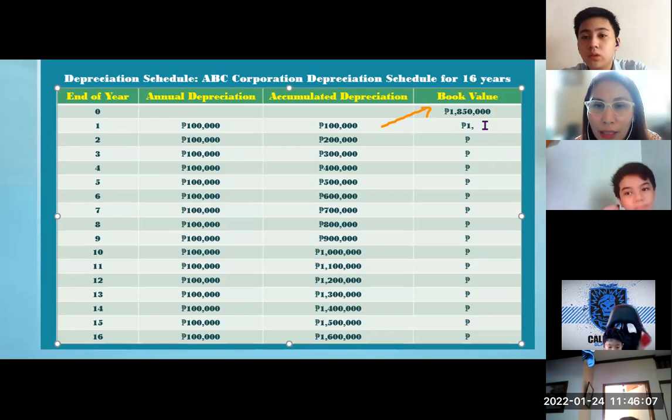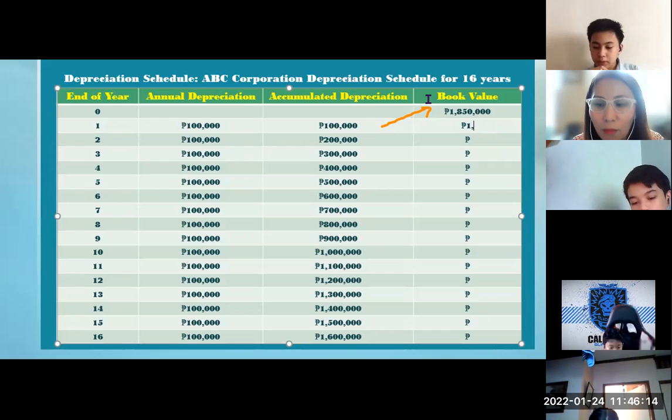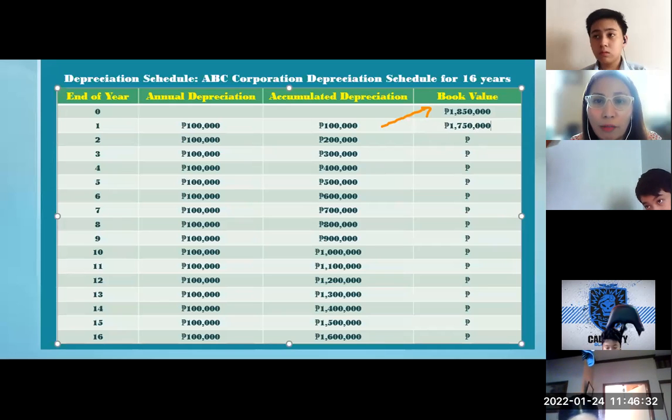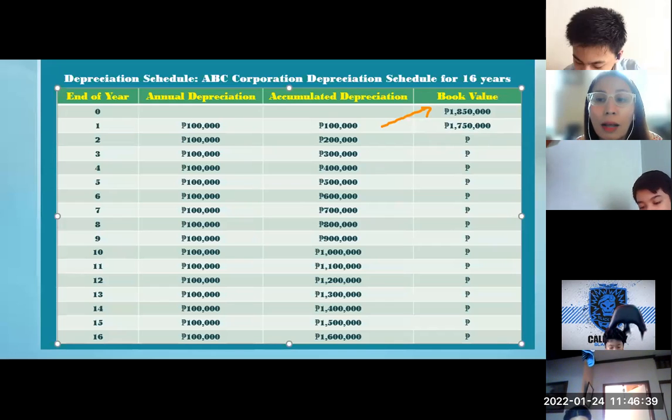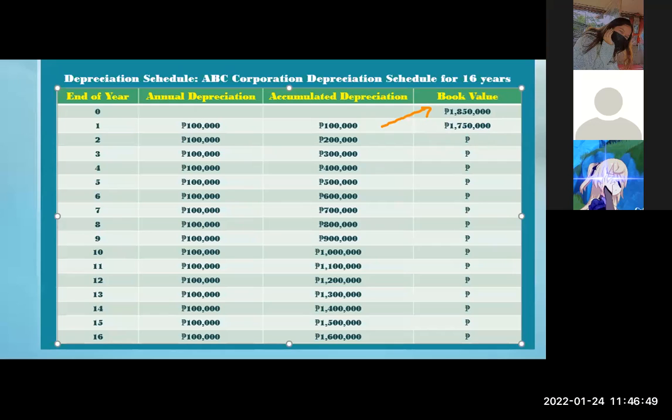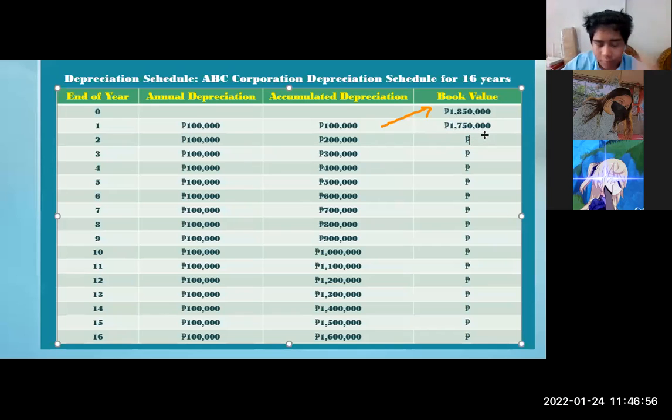Sige po, Mr. Arkin. What's the book value? A million seven. Correct. 1,750,000 po. Yes, correct. It's 1,750,000 pesos sa first year ng pag-depreciate ng asset na yun. Okay. That is, okay, continue, Mr. Charles. Thank you, Arkin. Charles, what's our next amount?